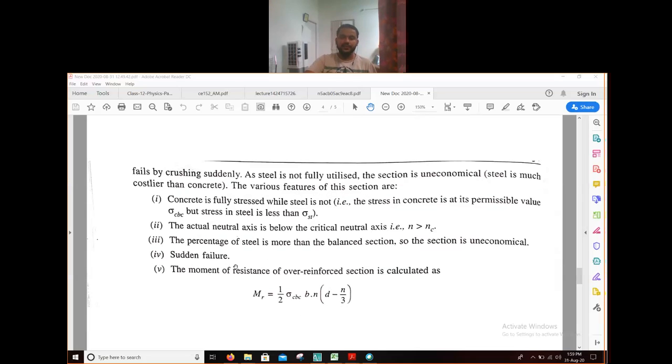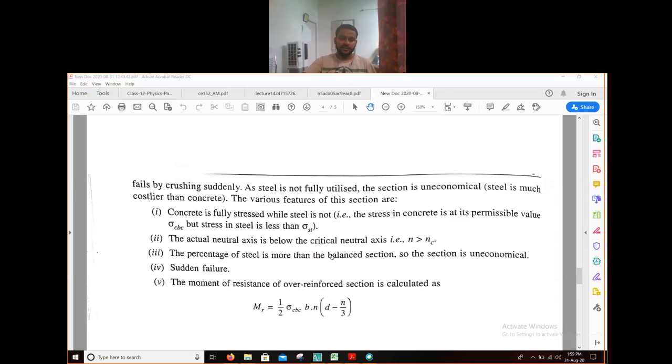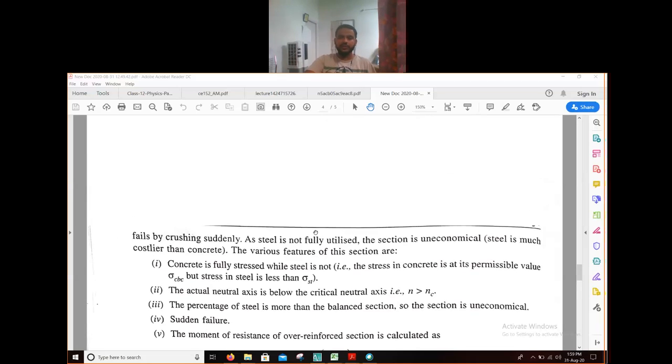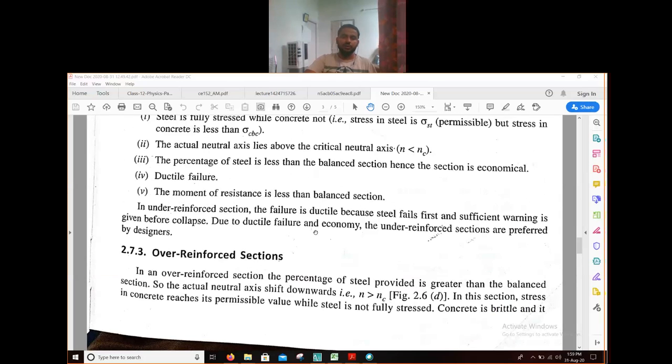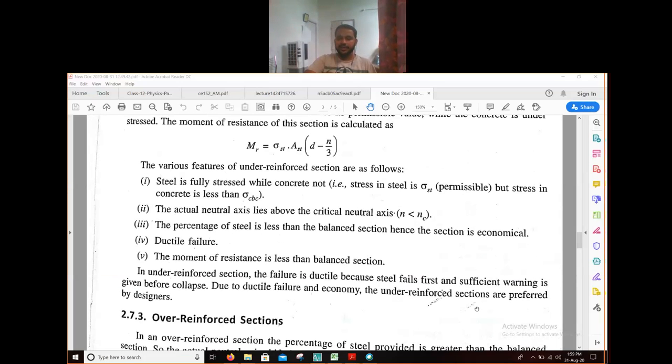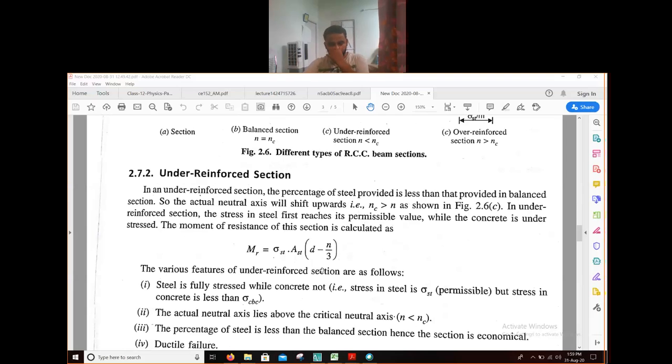Here the failure will be sudden. That means you will not get any time. Your building might collapse suddenly. As a result, this over reinforced section is very dangerous. Designers prefer the under reinforced section because it will give you sufficient time before collapse. In that sufficient warning time, you can vacate the building or apartment. So the under reinforced section is very safe. So always we will go for under reinforced section.